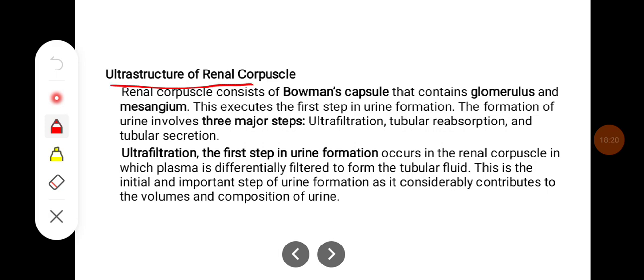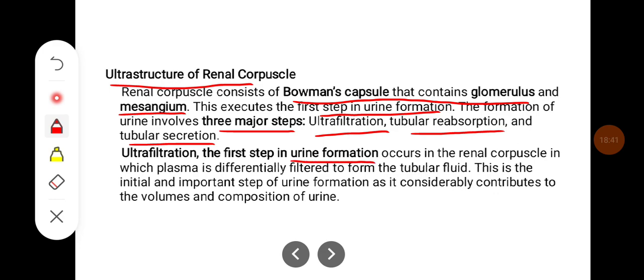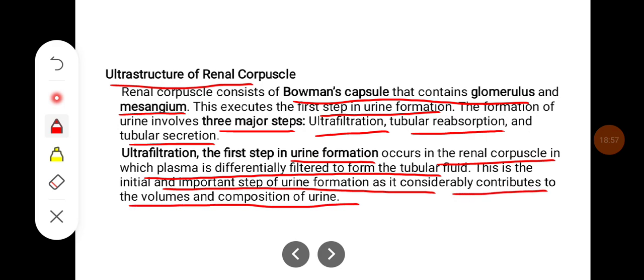If you see the ultrastructure of the renal corpuscle, it consists of Bowman's capsule that contains the glomerulus and mesangium. This executes the first step of urine formation. The formation of urine involves three major steps, that is ultrafiltration, tubular reabsorption and tubular secretion. Ultrafiltration is the first step in urine formation, occurring in the renal corpuscle, in which plasma is differentially filtered to form tubular fluid. This is the initial and important step of urine formation, as it considerably contributes to the volume and composition of urine.